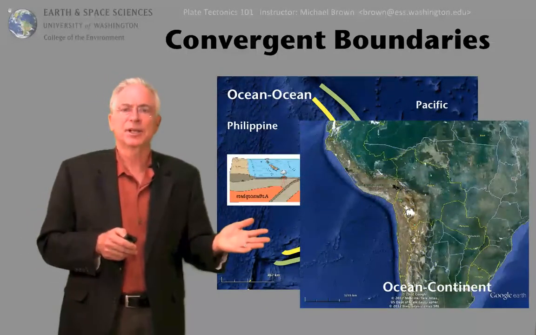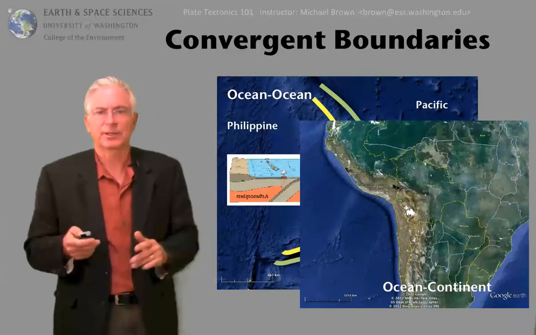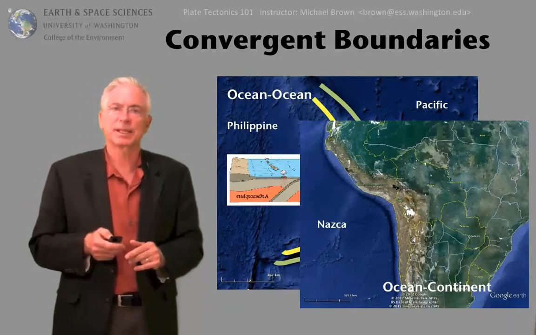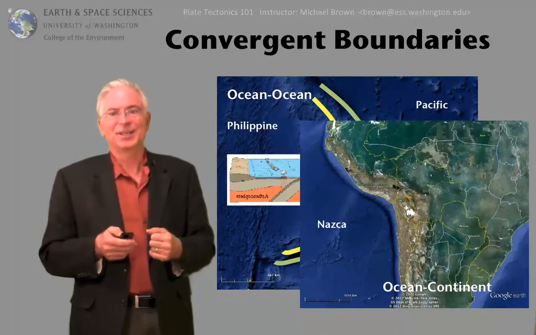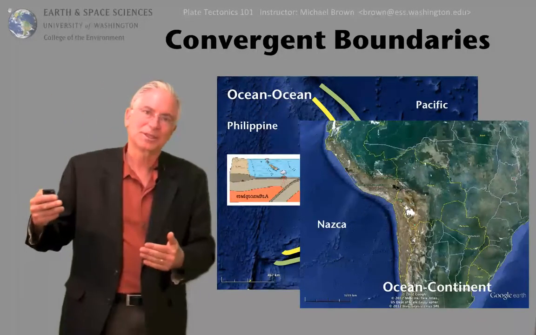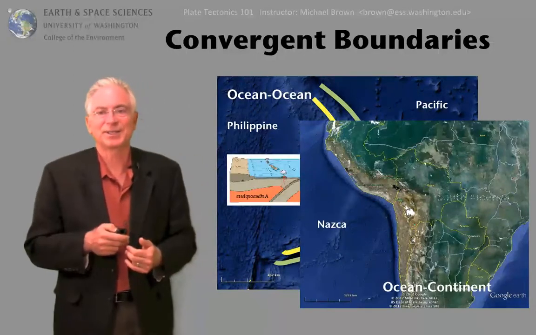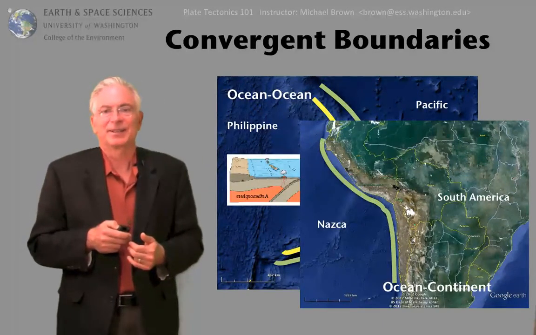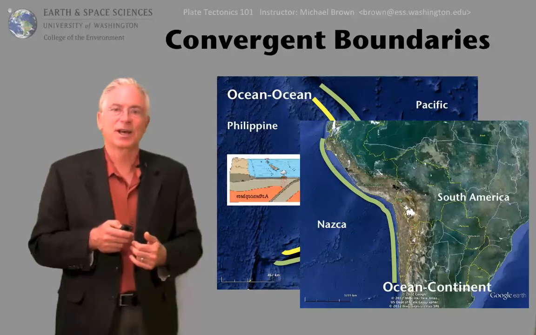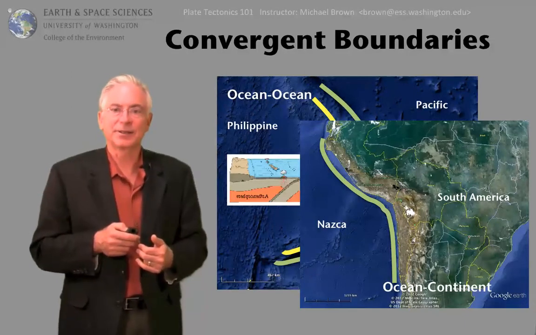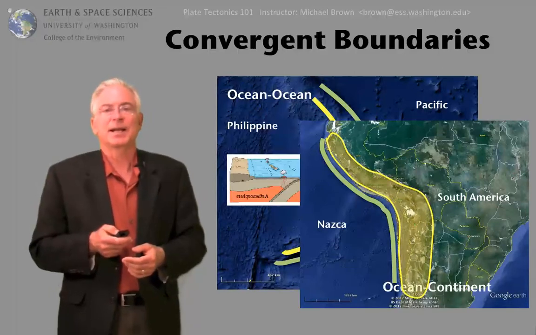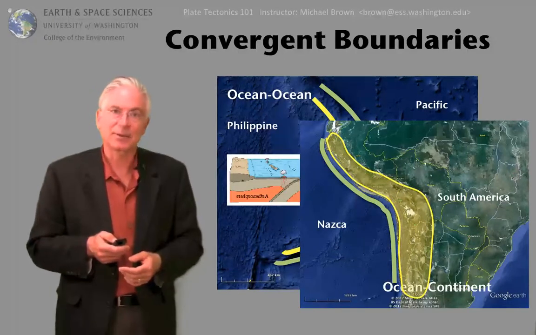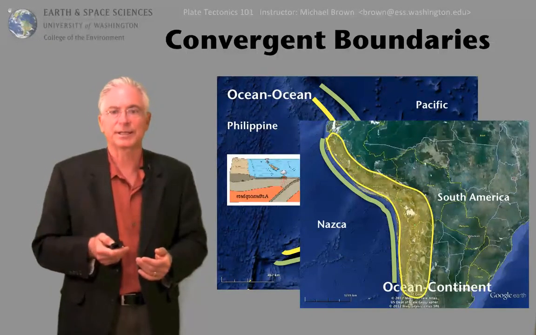Let's look at an ocean-continental convergence. Here we have the Nazca Plate moving to the east relative to South America moving to the west. Now, the subduction occurs along the coastline with the Nazca Plate diving under South America. There's a trench throughout that region, and behind the trench there's the Andes Mountains with a whole chain of volcanoes.